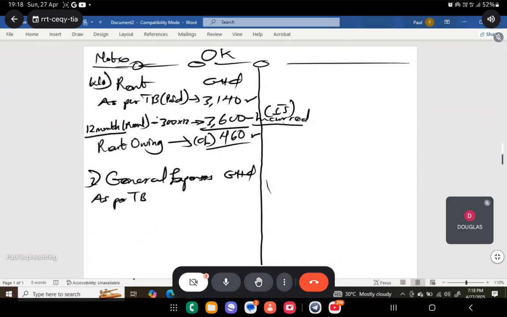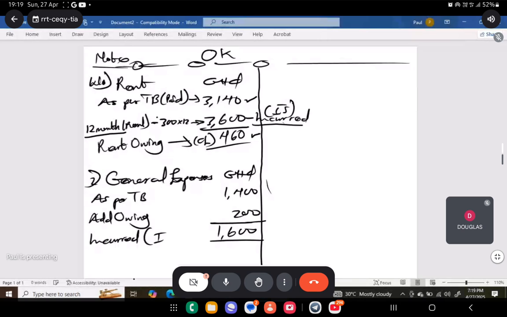Then we add the owing, because I told you that the question is saying that we should add owing. We should always add owing. So the owing is what? 200. So when we add the owing, we get 1,600 as incurred. And this will come into the income statement. And the owing will go into the statement of financial position as a current liability.